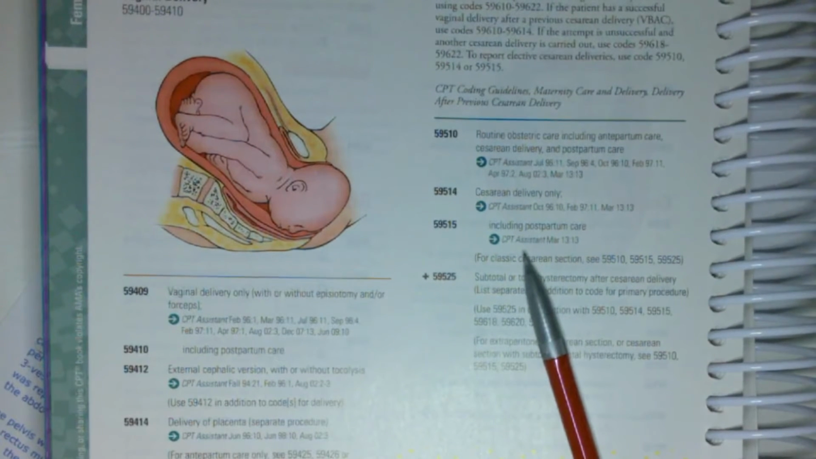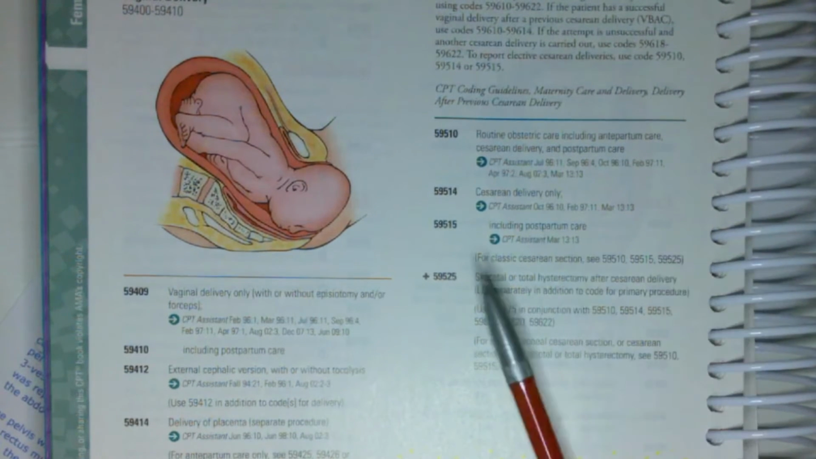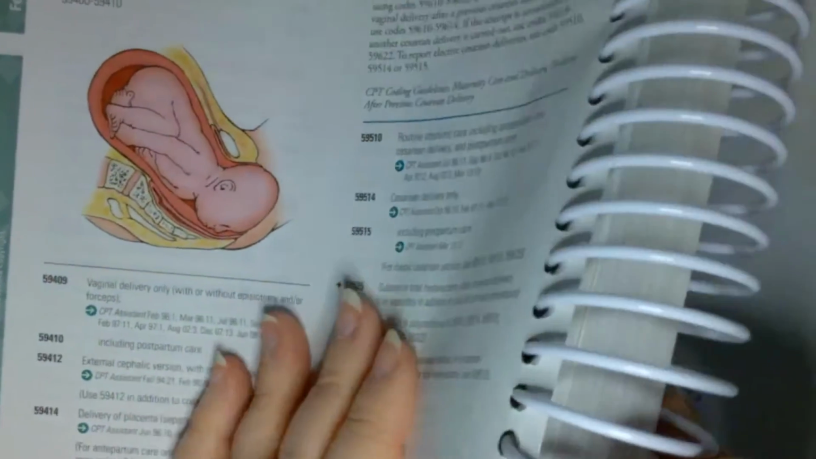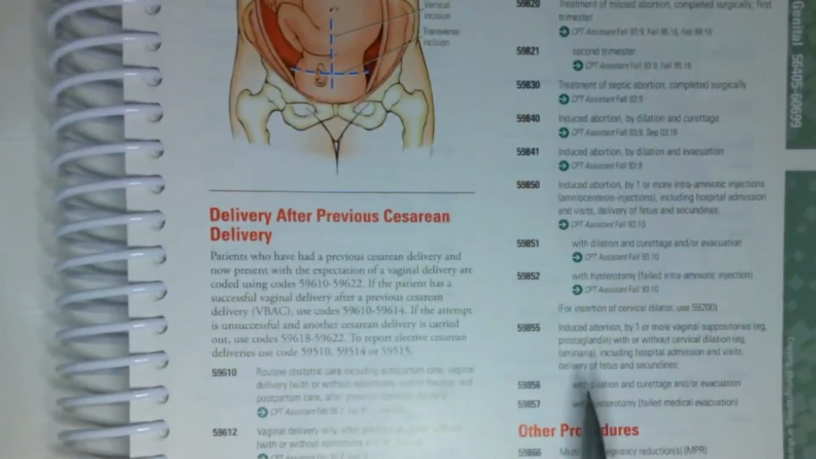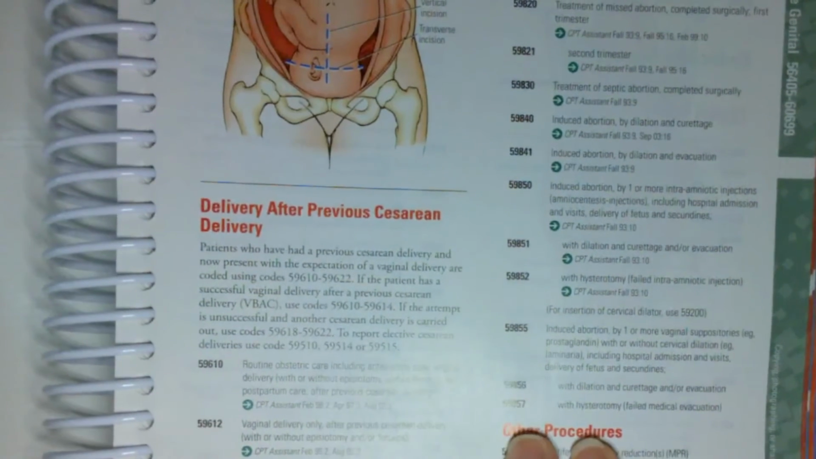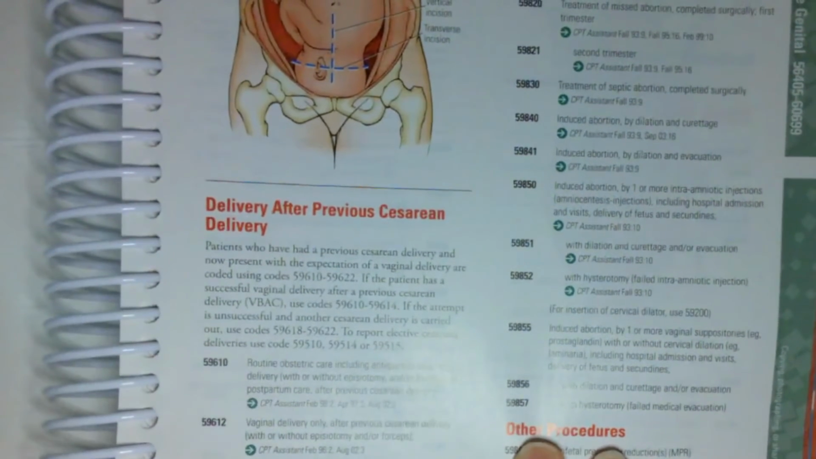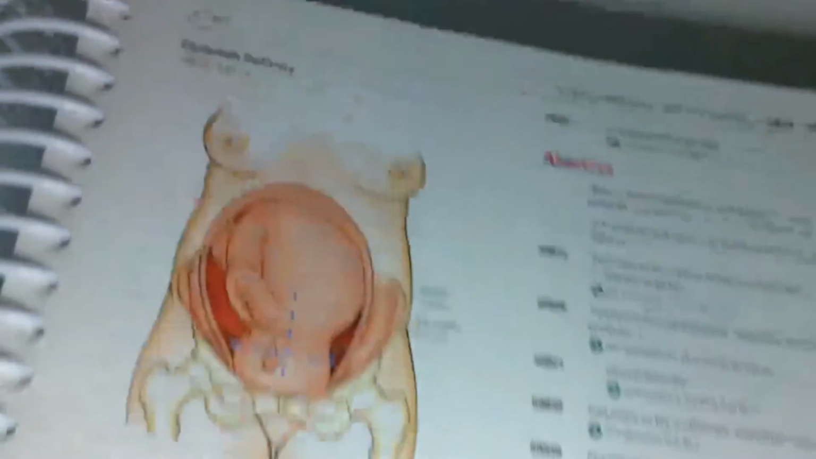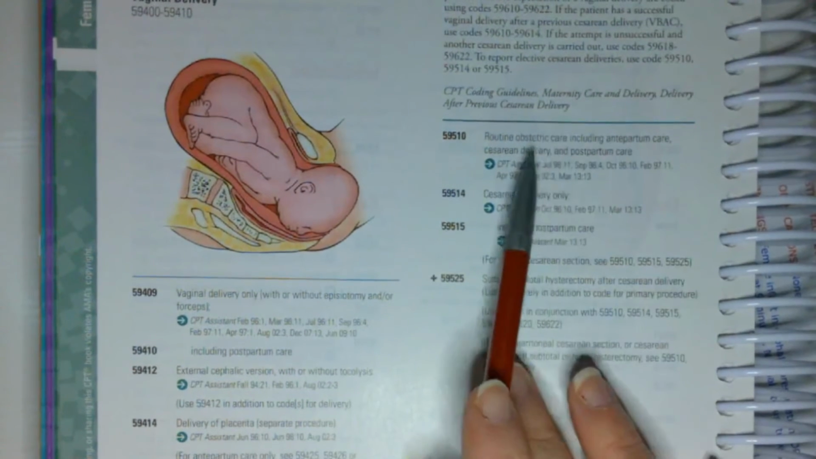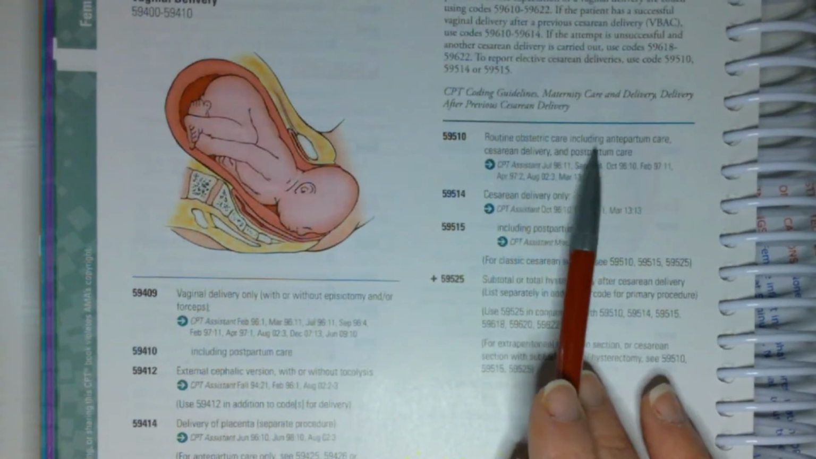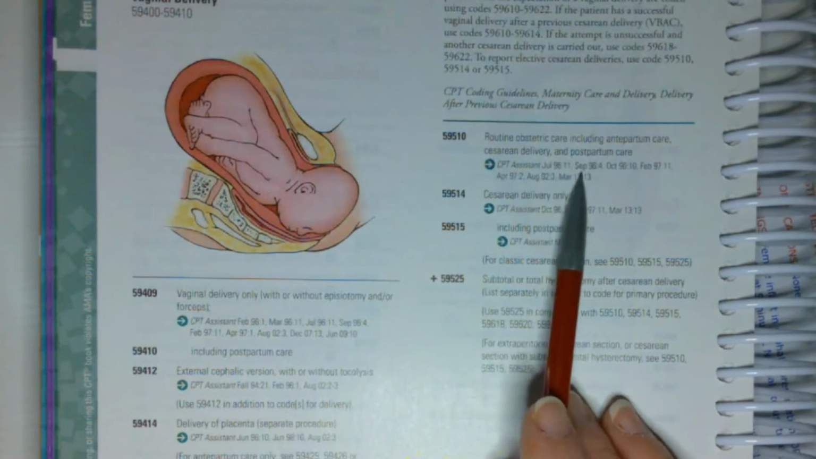Now here are our cesarean delivery codes, and I wanted to note that there are codes for what we call a VBAC, a vaginal birth after cesarean, or for when a patient has a cesarean delivery after a vaginal delivery, so delivery after a previous cesarean, but this patient is just having a cesarean delivery, and just by the indication that she's gravida 1, para 0, we know she hasn't given birth previously, so we're just looking at these cesarean codes. So we have here routine obstetric care, including antepartum care, cesarean delivery, and postpartum care.